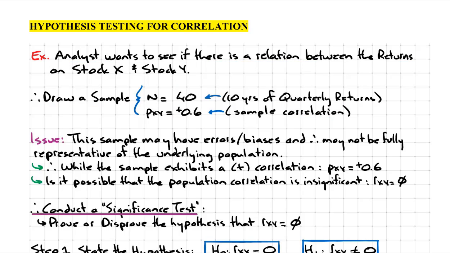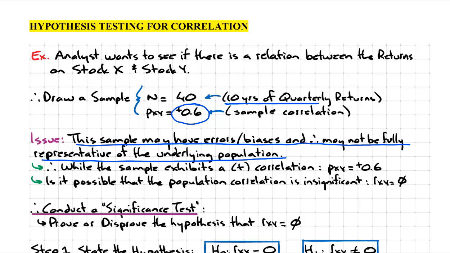Now here is the issue. This sample may have errors or biases and therefore may not be fully representative of the underlying population. Let's go back and look at the data we have so far. This correlation you calculated only represents 10 years worth of quarterly data. So based on the sample period you picked, you're going to get a different value for correlation. The point is, we don't know what the true correlation is between stock X and stock Y. And the fact that you're using a sample in order to reach a conclusion raises the issue that the sample might have some errors built in.